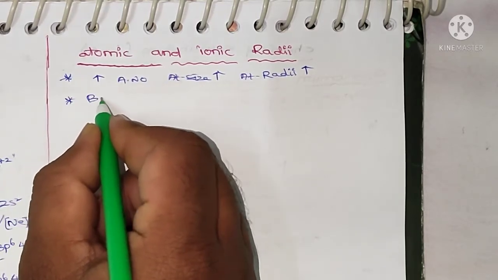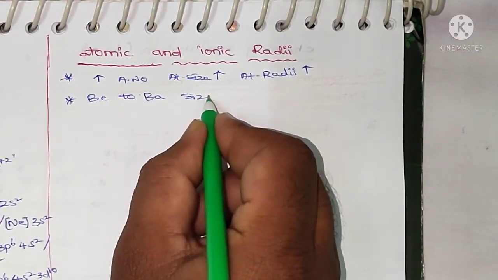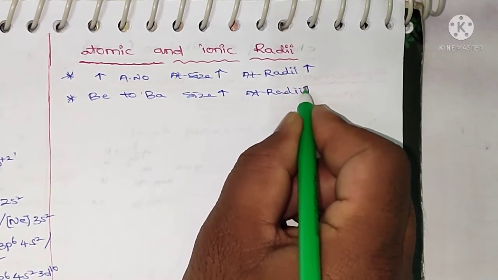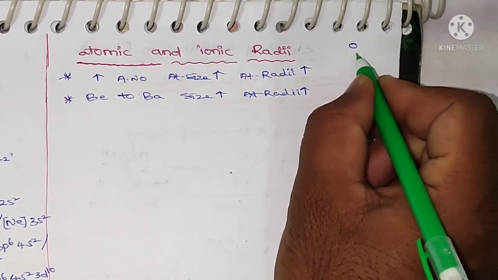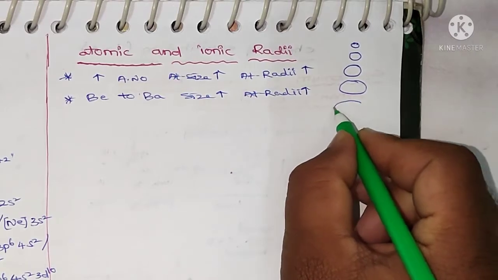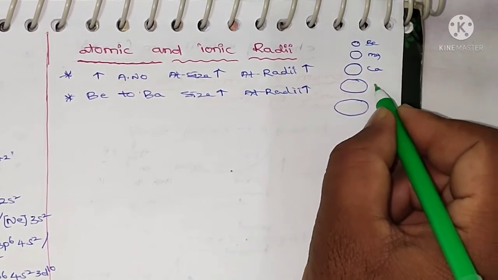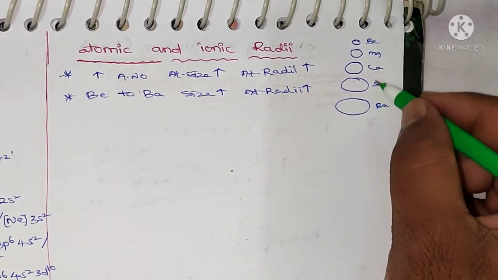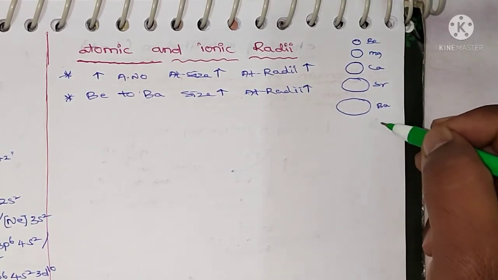When we go from beryllium to barium, the size increases. If you take the second group elements, beryllium, magnesium, calcium, strontium, barium, the size increases from beryllium to barium. Consequently, the atomic radii increase.